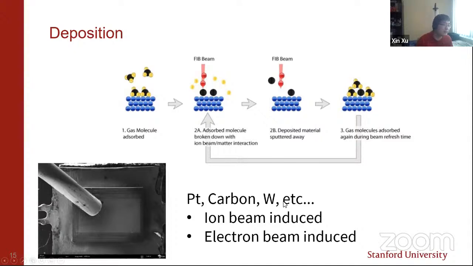And in some other FIBs in other institutes, they can deposit even more exotic materials, even some organic deposition. That said, this deposition can be induced by either ion beam or electron beam, and I will talk about that in the next slide.